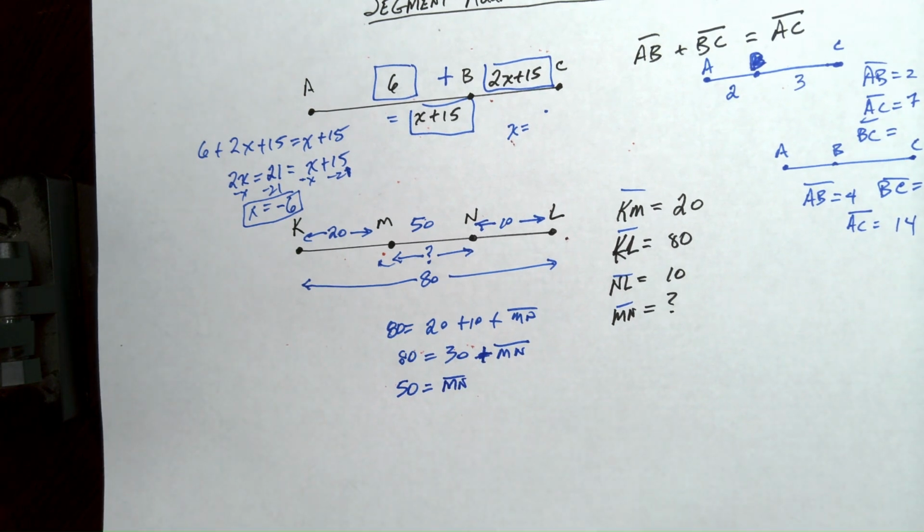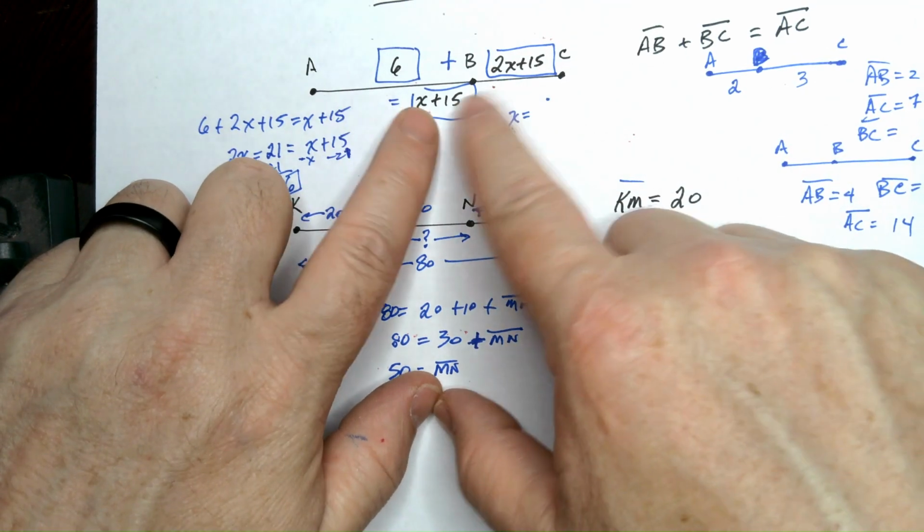So that's how the segment addition postulate works. You've got to write out your equations, but the basic idea is that the parts add up to the entire thing.